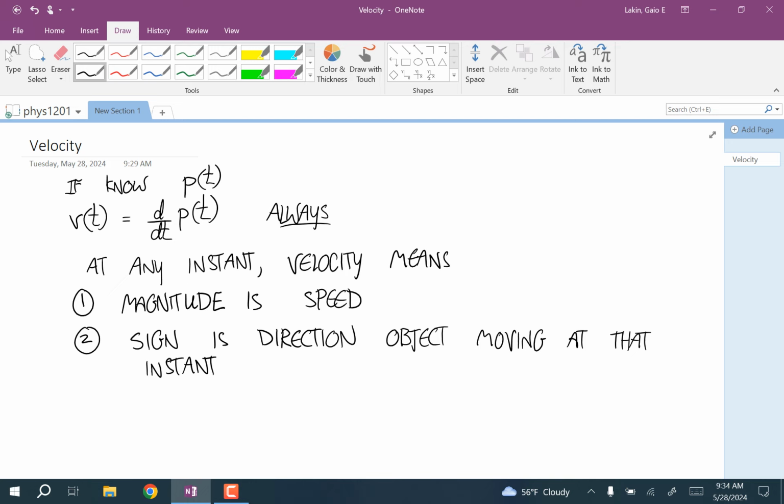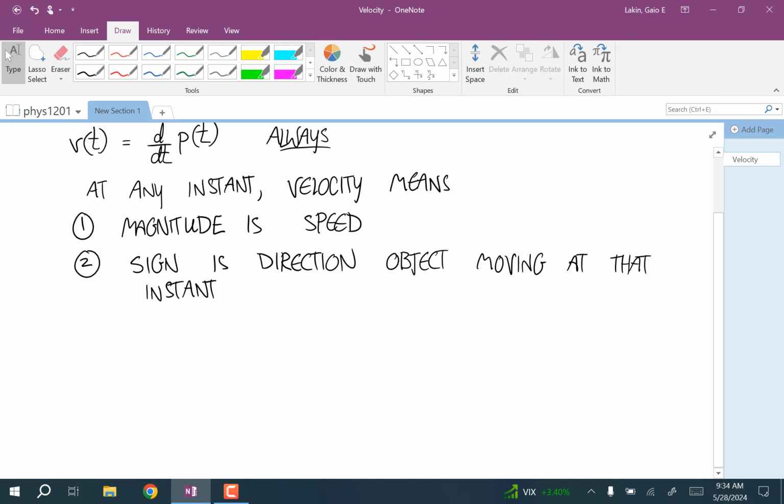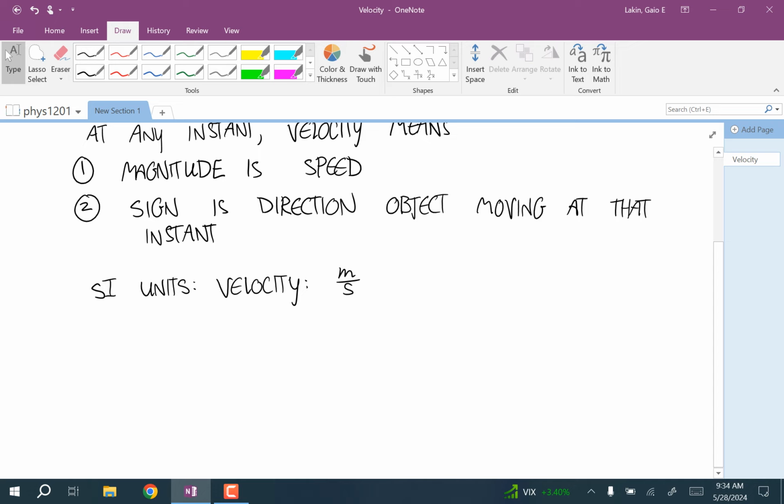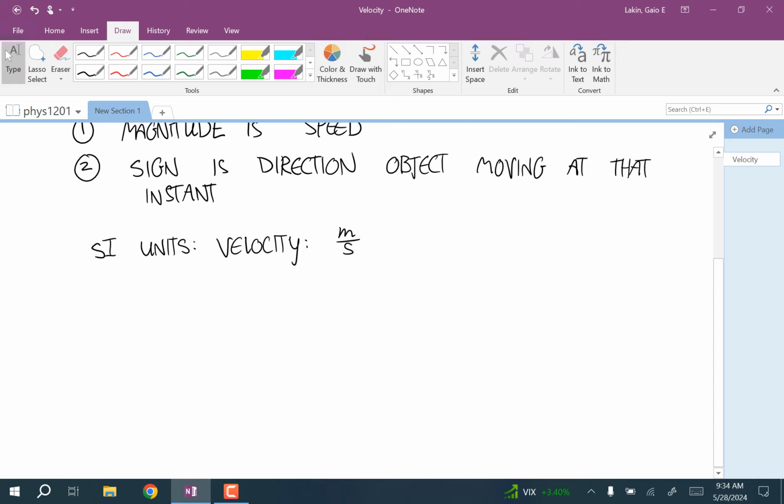And so especially at the beginning, I want you to keep this definition of velocity in mind every time you hear it. Think of breaking it up into an absolute value or a magnitude and a sign and what the meanings of those things are. The SI units for velocity are meters per second. And so let's just go through a couple of examples that make you think in terms of this definition and this derivative relationship.